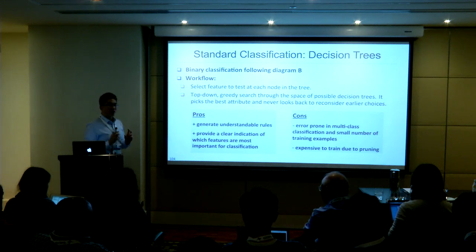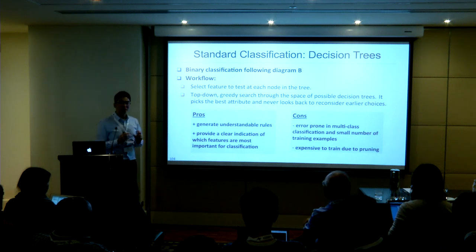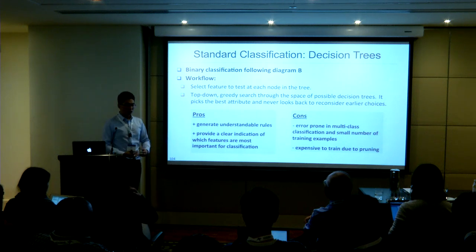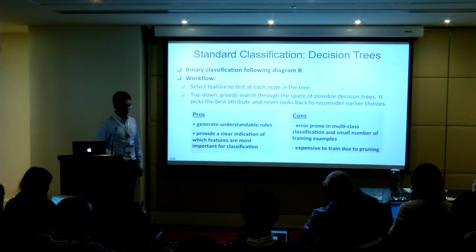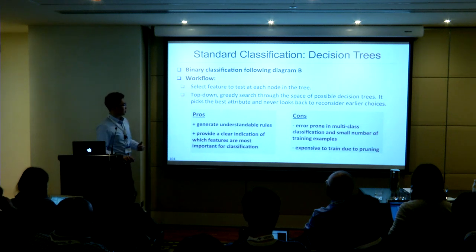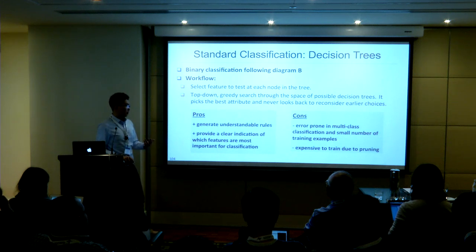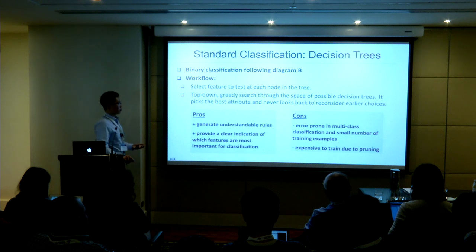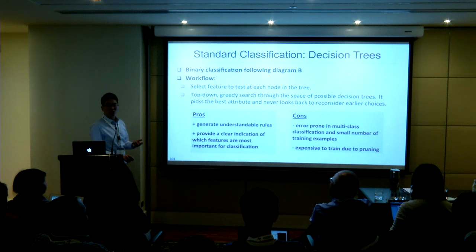The good thing about decision tree is you actually can derive pretty interpretable rules during your training of this tree, because when you look in the paths of the tree and the branches of the tree, you figure out which features are important and which features can really help you narrow down the candidate types for each entity dimension. But the disadvantages are also there. It is error prone in multi-class classification due to the small training examples, and also pruning the tree is pretty expensive.